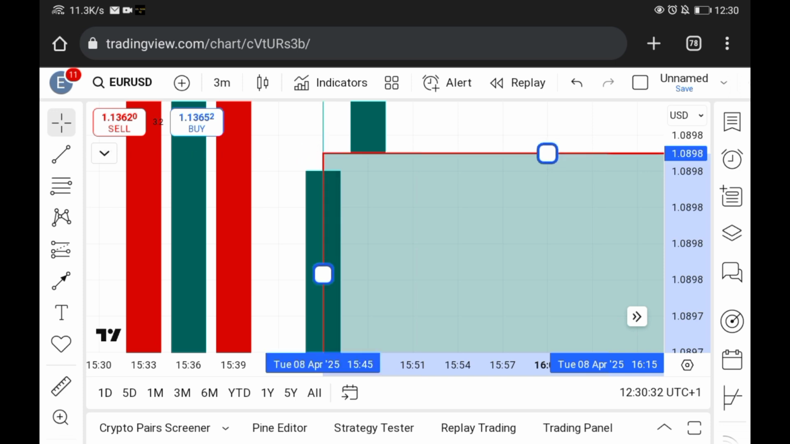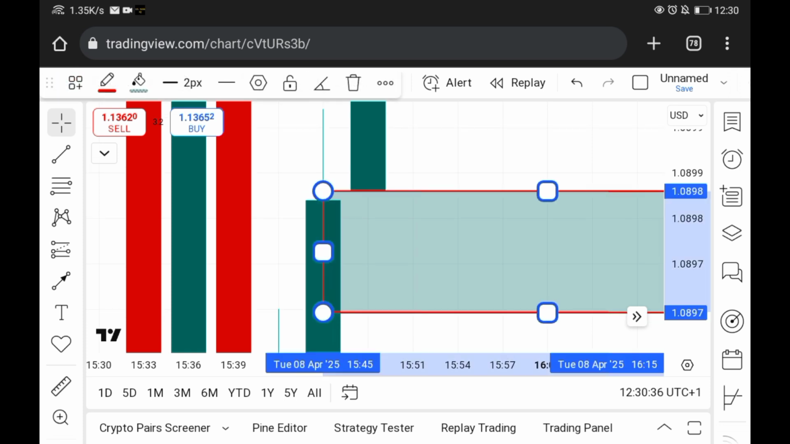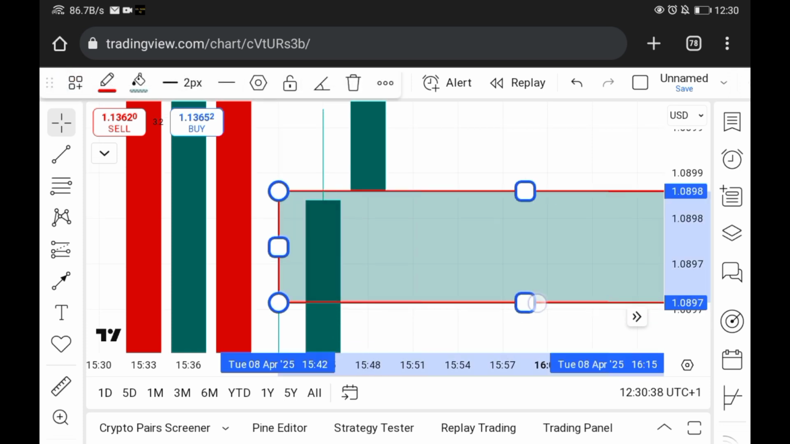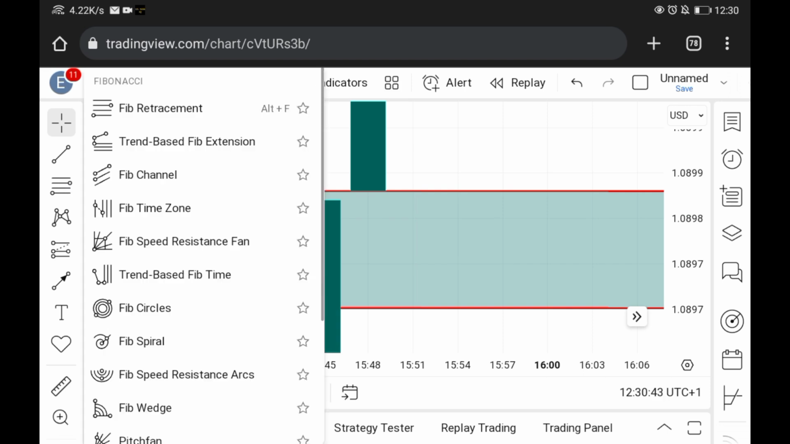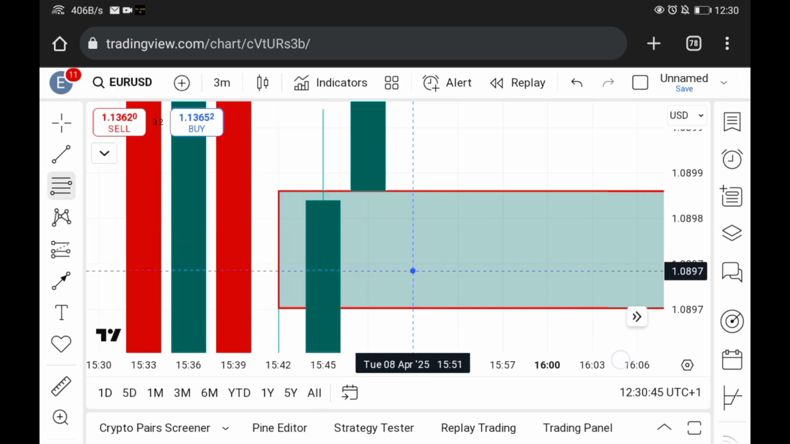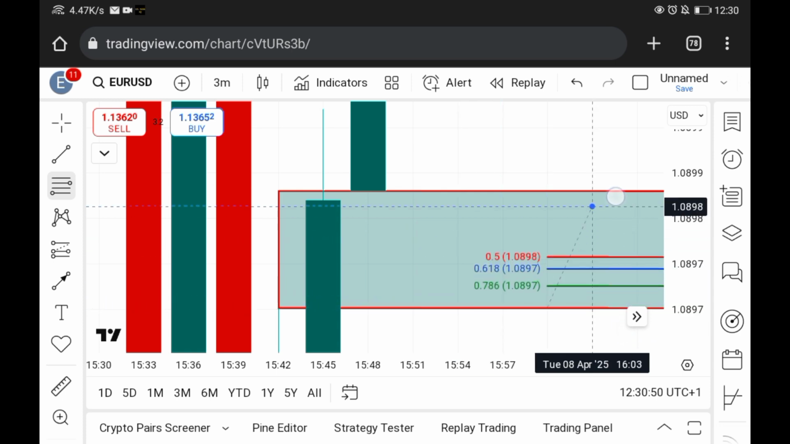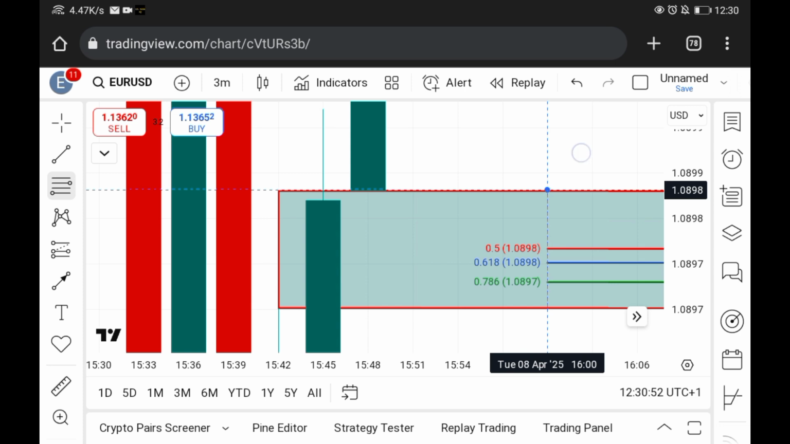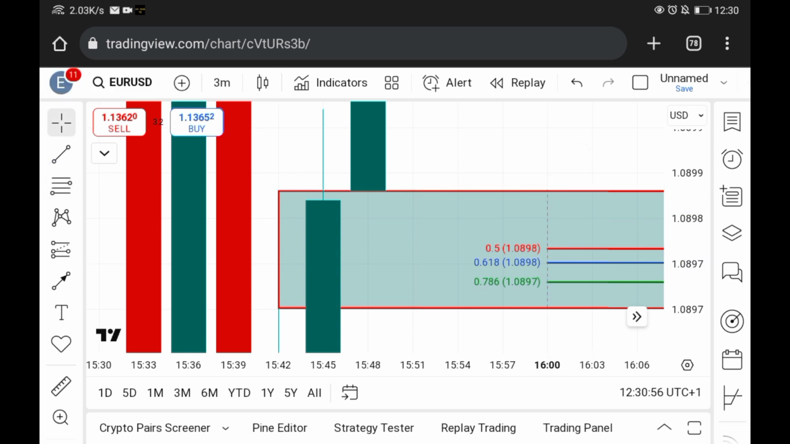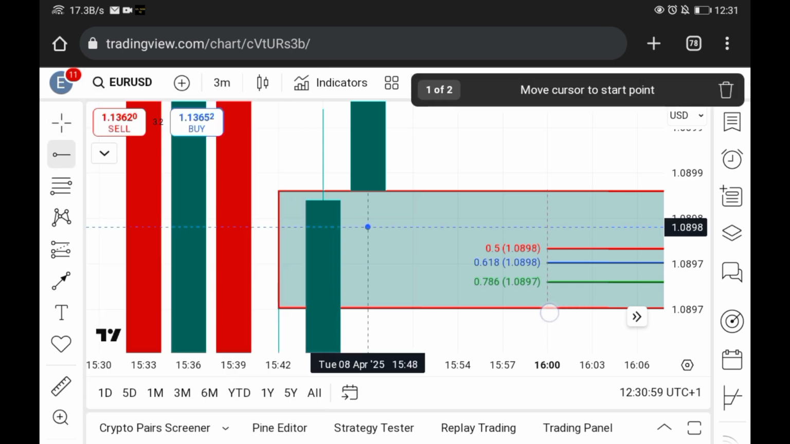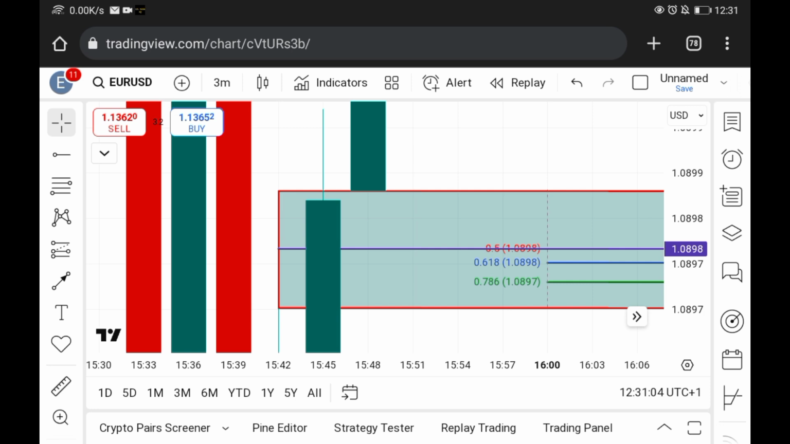Right there is where it started from, and right here is where it ended. So I'm going to take my fib. Since it's a buy scenario, I will fib it from this level to the high, and the 0.5 fib retracement level, 50%, will be my entry. So I'll place it this way. That place will be my entry.